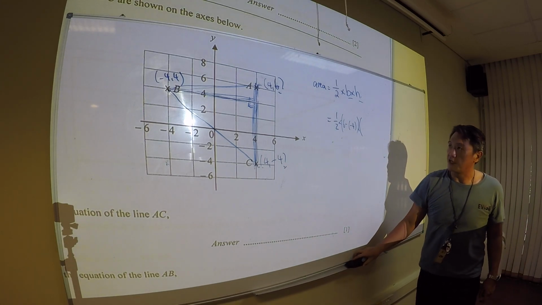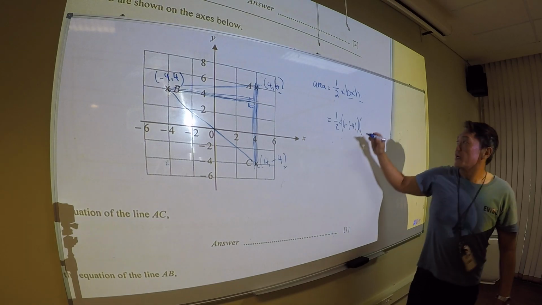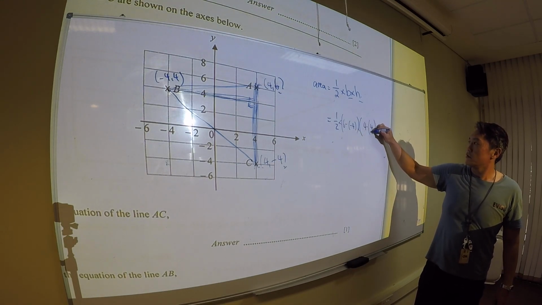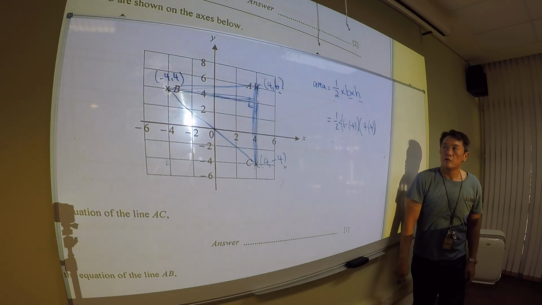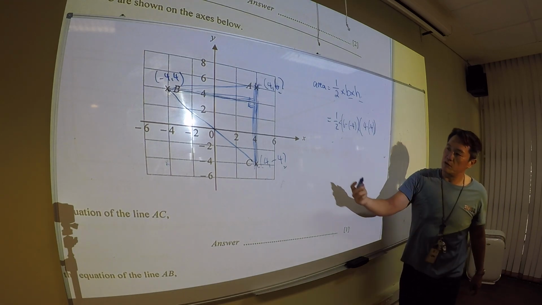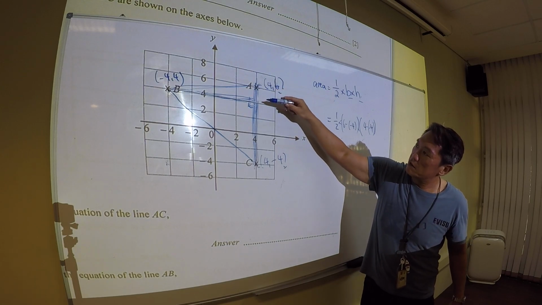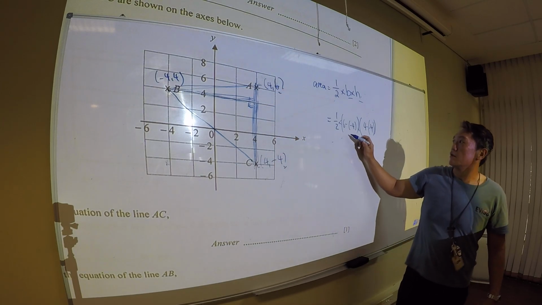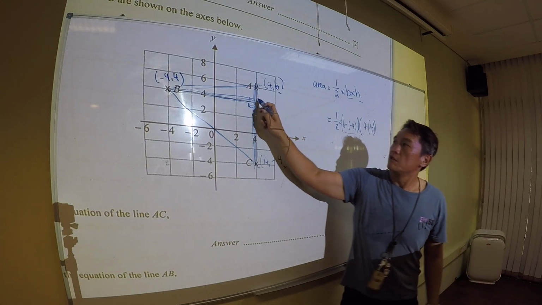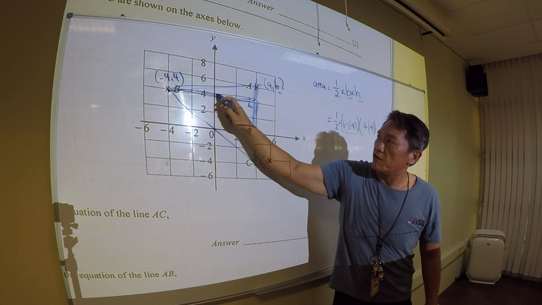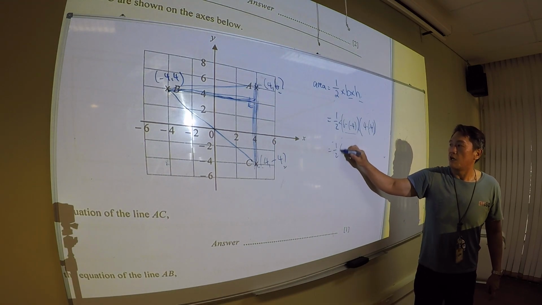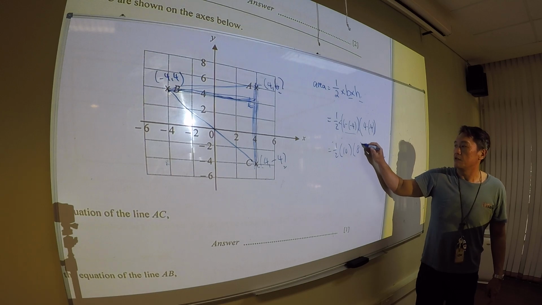Take the positive side, 4 minus negative 4. Or you can go and count also, from here until here: 2, 4, 6, 8, 10. 6 minus negative 4, this side. Here is 4 units, here is 4 units, so it is 8 units. So it's half times 10 times 8.